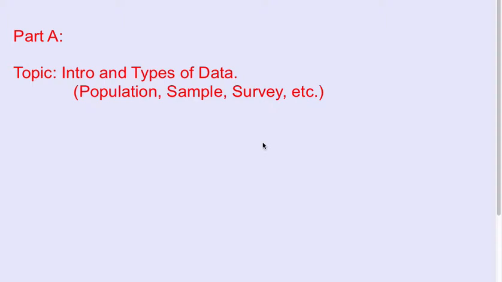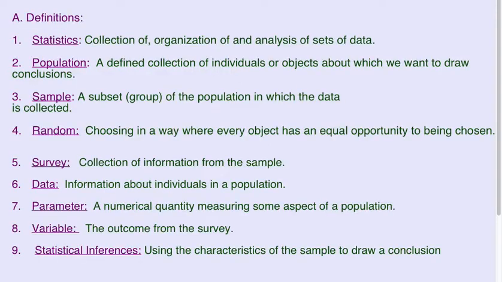This is the first part of Introduction to Data, Population, Sample Size and Survey. I would recommend that you download the PDF for this lesson. The first slide here is just some of the definitions. You can read them on your own. I'll just walk through a few things here.